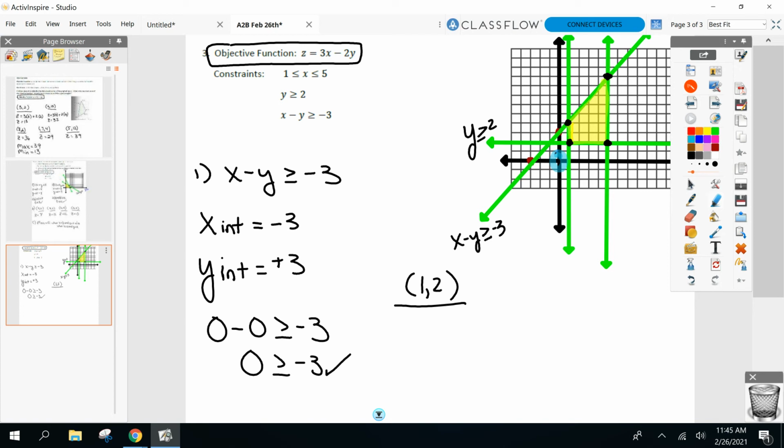Good job, Bassett. 1, 2, keep rocking. 5, 2. Yep. Then 5, 8. Good job. One more. And then 1, 4. Good job. Excellent. Count from the origin, guys. Count from the origin. And then go ahead, find your Z value, plug it into your objective. Find your Z value, and then I'll talk to somebody about what the max is here.